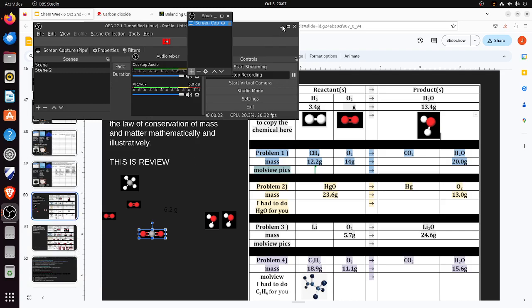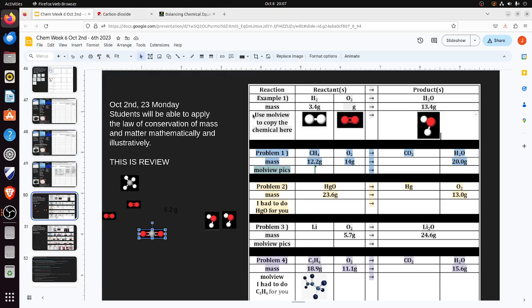So one of the things we talked about on the last test was the law of conservation of matter and mass. Mass is the measure of matter in grams, and here we had an example problem of hydrogen gas reacting with oxygen gas producing water, and 3.4 grams of hydrogen gas is going to react with some amount of mass of oxygen to produce 13.4 grams of water.